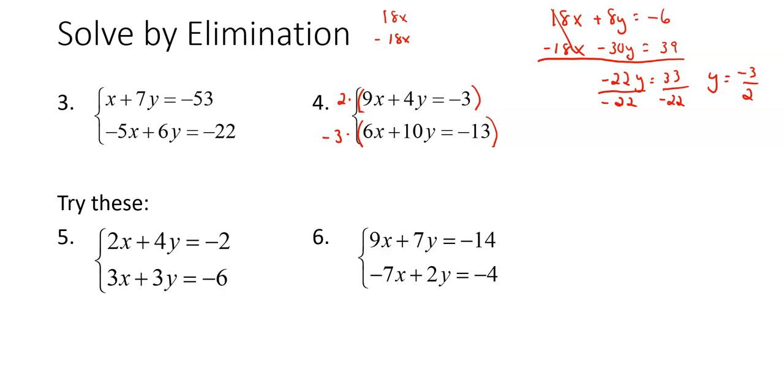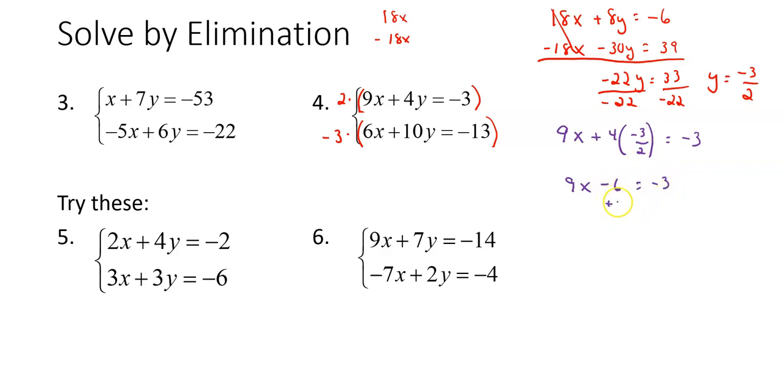All right, now we can put that into either equation. Maybe I'll pick the top one because the numbers look a little bit smaller on the top. So if I put this into the top row, I get 9x plus 4 times y, which I already know is negative 3/2, equals negative 3. And so I get 9x. 4 times negative 3/2 is negative 12 over 2.